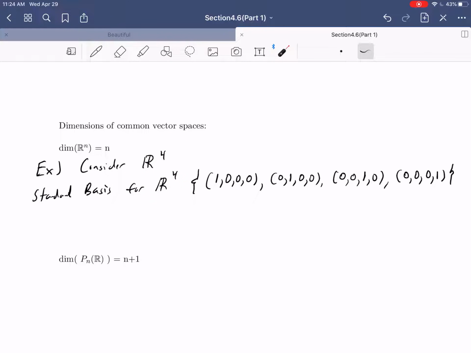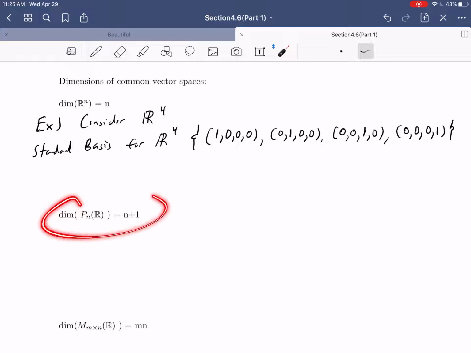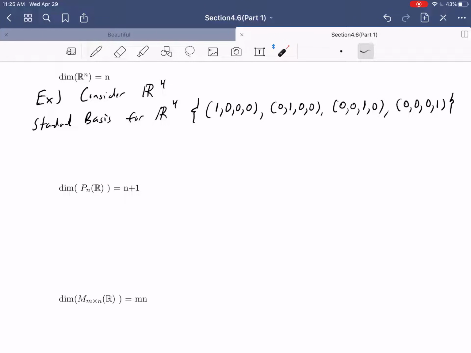Hopefully this also justifies for you that even though I did an example of R4, if you had Rn, you'll always just use the basic vectors here, and you can always use n of those vectors to build a basis. So the dimension of Rn is always just equal to n. All right, next one, the dimension of the polynomial space, Pn of R, is always n plus 1.